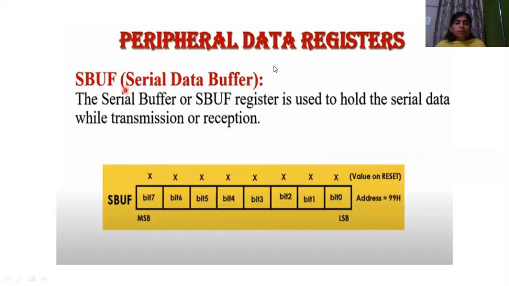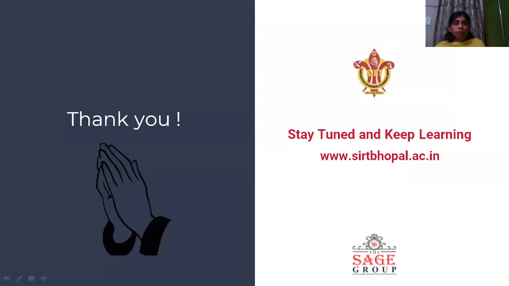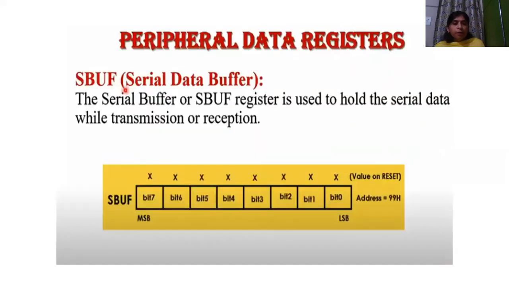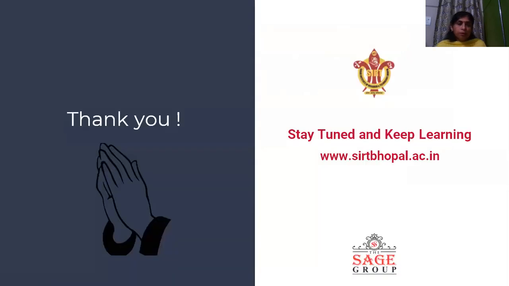Peripheral data register. The peripheral data register is denoted by SBUF, the serial data buffer. It is basically used to hold the serial data during transmission or reception of data in the 8051 microcontroller. This is all about the different types of special function registers in RAM. In total, 21 special function registers we have discussed in this lecture. Thank you so much.